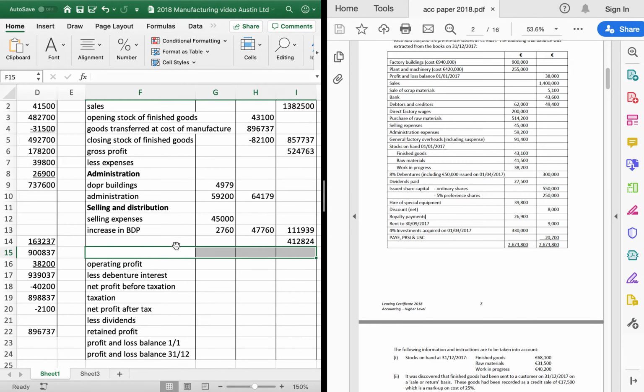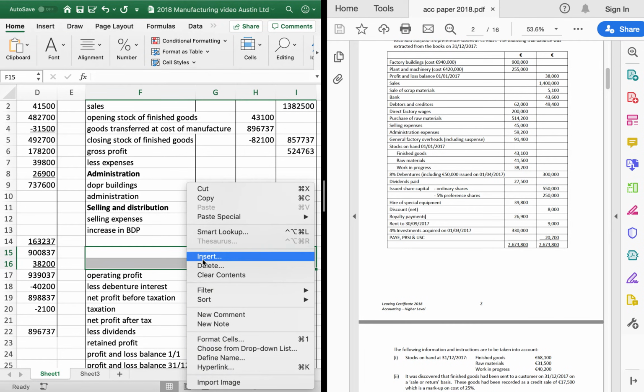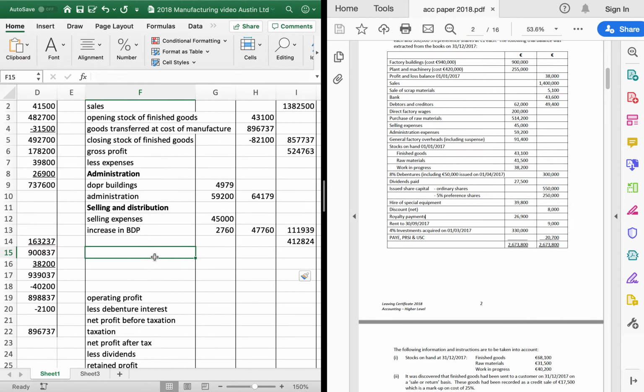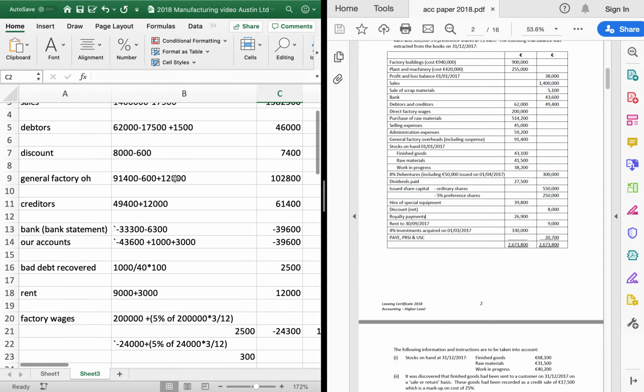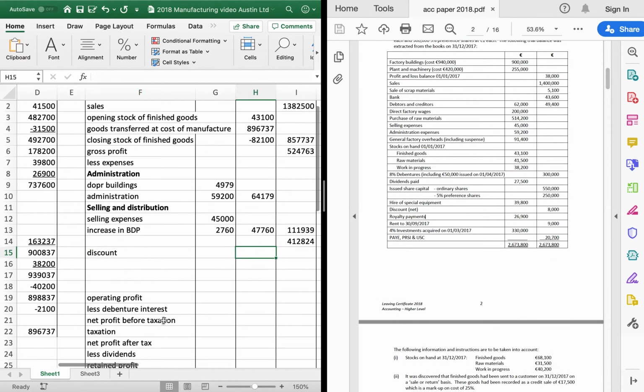Now, there are a few things to add on. I'm going to have to make space for this again. So what have we got to add on? We've our other operating incomes. So we've got this discount net. That changed in the suspense working to 7 something. So the discount net changed to 7.4. That gets added on. Of course, we label them other operating income.